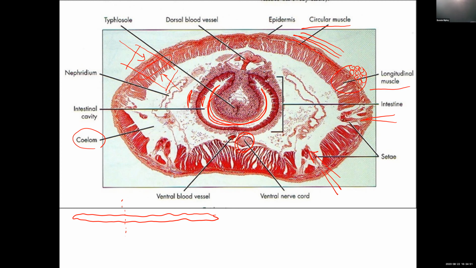Most slide sections that we see of animal tissue, because it's a whole animal that we're looking at, are actually going to have muscle tissue, connective tissue, nervous tissue, and epithelial tissue. So you'll see all those different kinds.